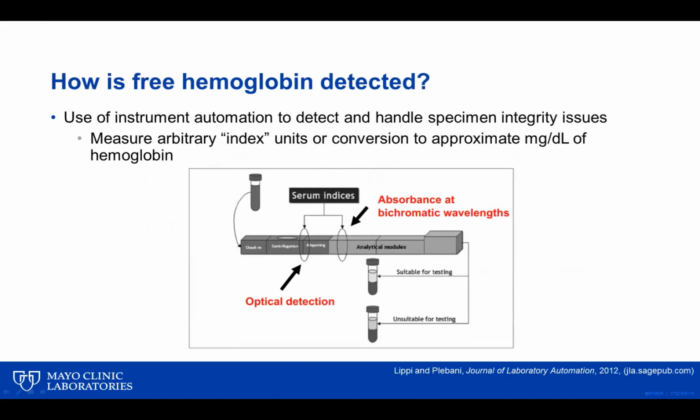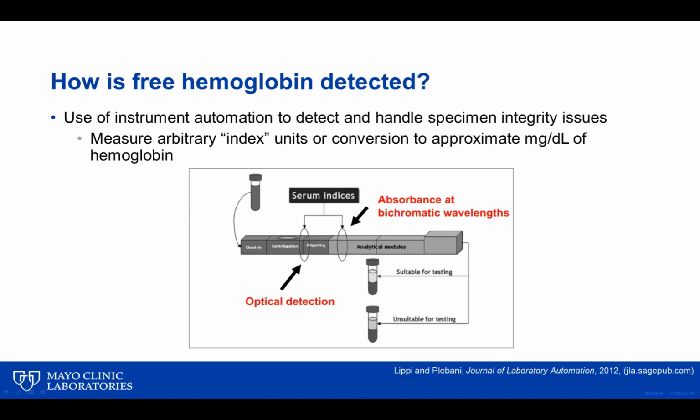So as far as detection of free hemoglobin, the use of instrument automation helps in this process to detect and then handle specimen integrity issues. It provides assessment of sample quality by really two possible methods. And ultimately, you're measuring an arbitrary index. So you'll often hear the phrase serum indices. These are arbitrary units, or a conversion that can be used to approximate the milligrams per deciliter of hemoglobin. So it's typically a 1-to-1.